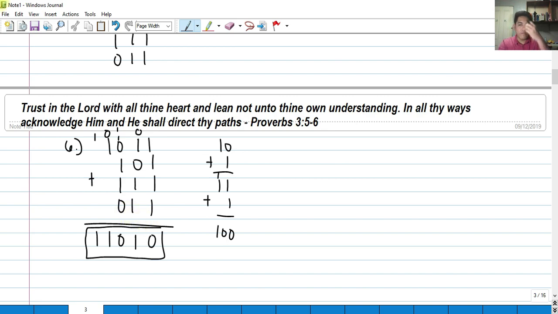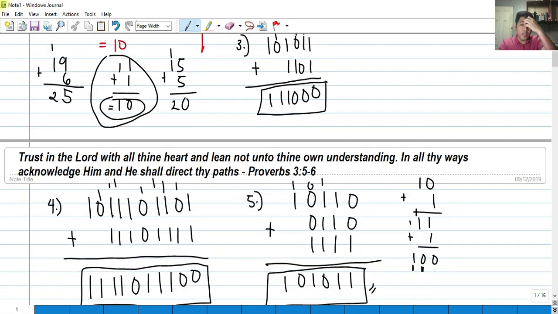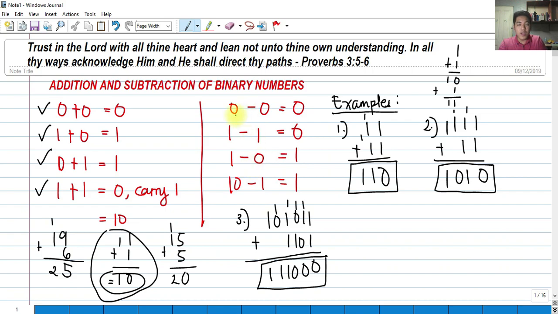Well, let's go now to subtraction. In terms of subtraction, we have the following properties to take note. So 0 minus 0, well, of course, that's 0. 1 minus 1 is 0. 1 minus 0 is 1. So 1 0 minus 1 is 1.